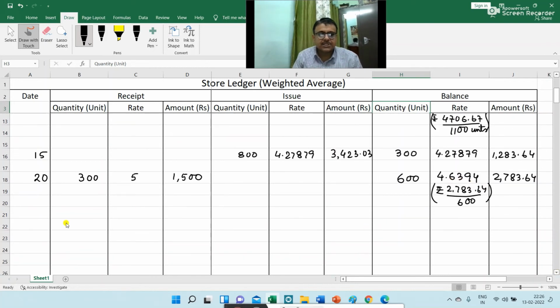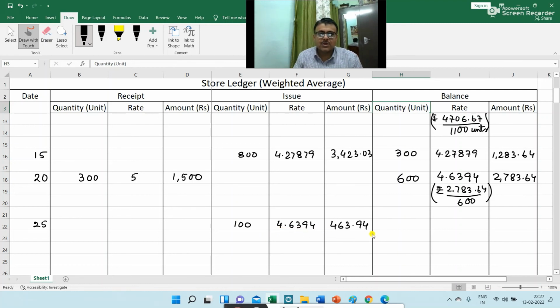The last transaction is given on January 25 and there was an issue of 100 units. So in the issue column I am simply writing 100 units and the value of these 100 units will be, you need to multiply with the rate that we have calculated for the closing stock of January 20. So this is 4.6394. So the value of issue is 463.94. I have just multiplied 100 into 4.6394.